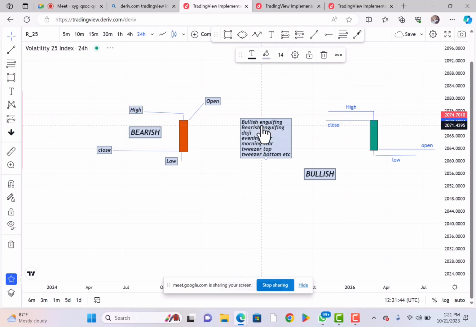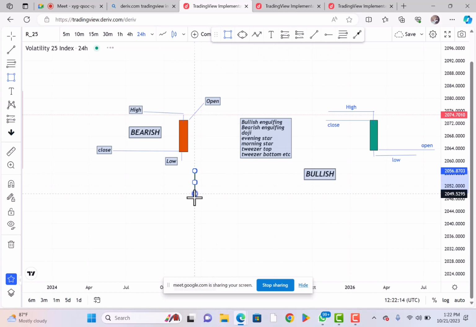Now, when we talk about the bullish engulfing candle, please make sure you're paying attention. A bullish engulfing candle is a two candlestick pattern that tells you when the market wants to start going in the upward direction. What do I mean by two candles? It means that they comprise two candles. For instance, this is how it looks.